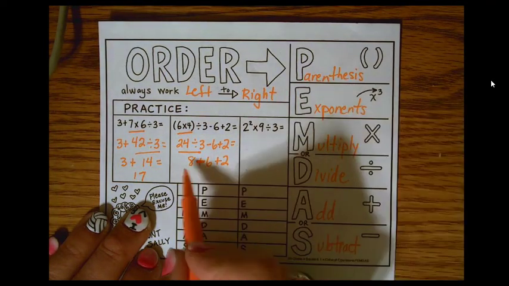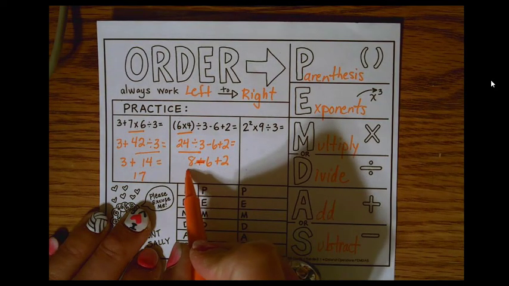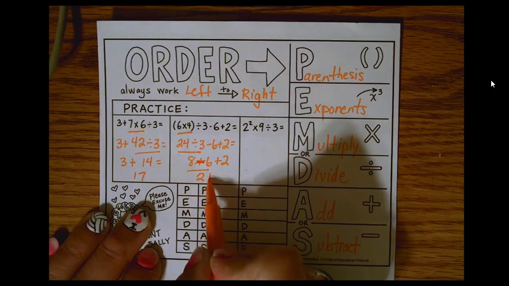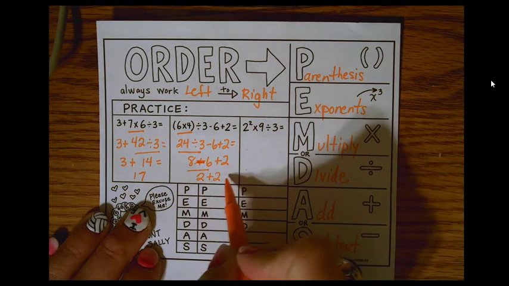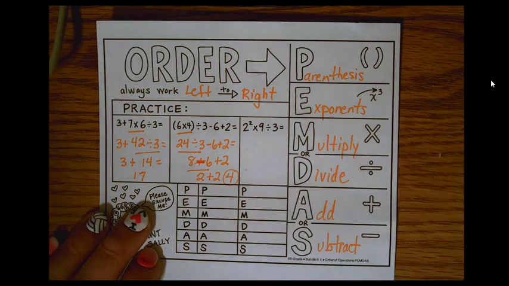Now I'm going to look from left to right. I do have the subtraction, so I'm going to take 8 minus 6. That would give me 2, plus 2, last step, and so I will get 4 for the answer.